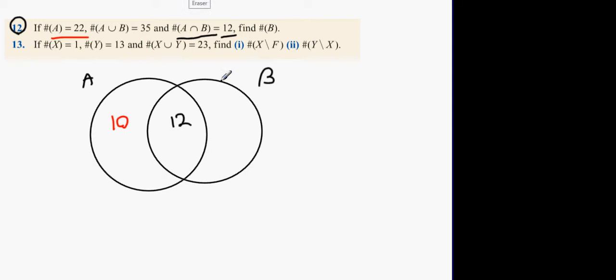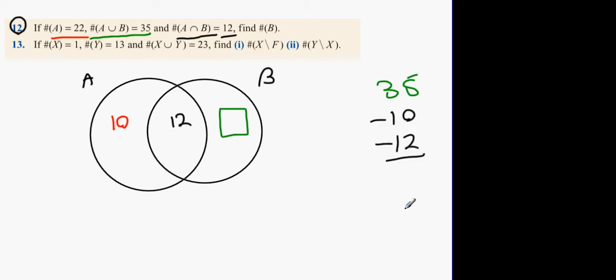Harry, how do we figure out what number goes in here? If A and B equals 35, the full thing has to add up to 35. So then 10, 12, take them away. 2. And what do we get? 13.